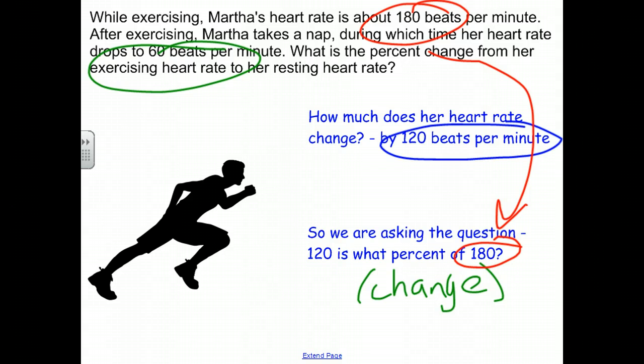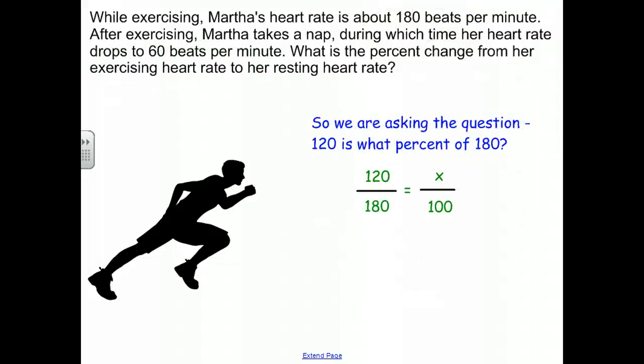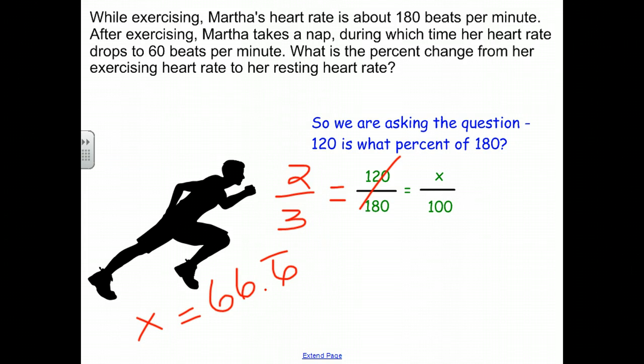And so after we think about that, we can finally set up the ratio that we talked about before and get to x over 100, which is our percent, is equal to 120 over 180. 120 being the change, 180 being the original. We can simplify this down to 2/3, which we should always feel free to do. 2 times 100 is 200 divided by 3 gives us x equals 66.6%. If you're unfamiliar with how to solve this using a proportion and cross products, go ahead back and look at the cross products writing and solving proportions video lesson.